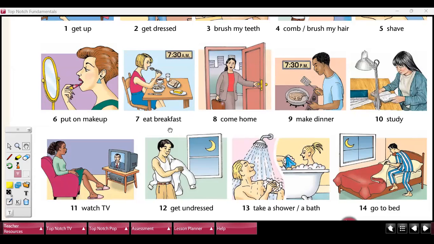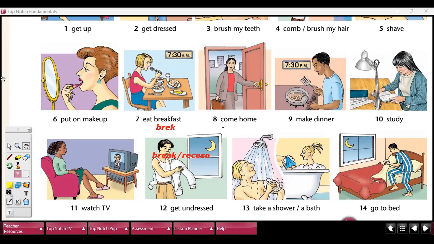Eat breakfast. Look at this. Eat breakfast. Saben ustedes que tenemos la palabra break, ¿verdad? Para indicar un receso, una pausa en sus actividades. Entonces, este se pronuncia como break. Y acá, para indicar el desayuno, nada más decimos breakfast. Eat breakfast. Entonces, eso es break y el desayuno es desayunar. Eat breakfast. Breakfast.